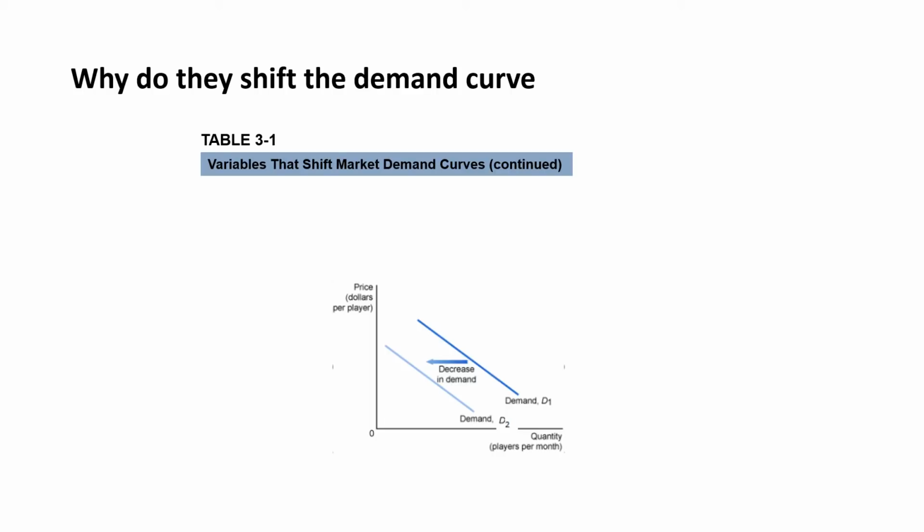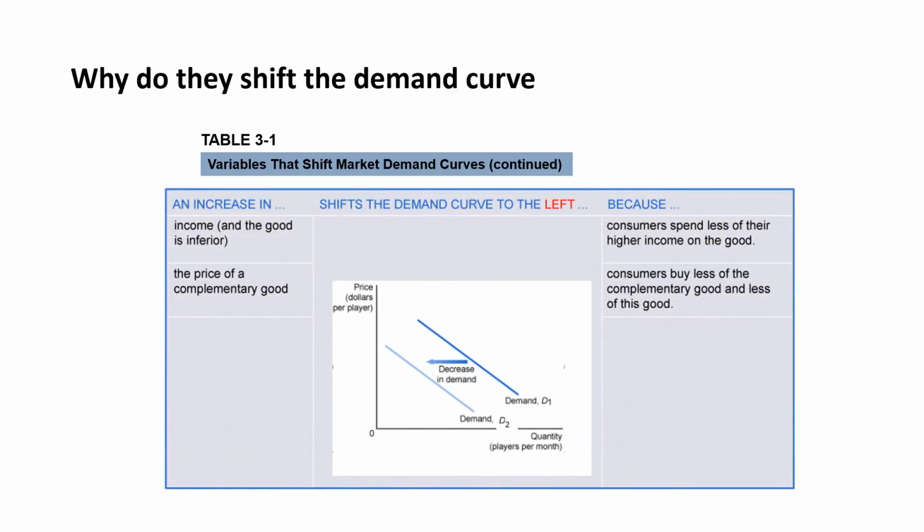Okay, why do we shift the demand curve? Let us look over here. If there is an increase in your income, what will happen to the demand for the inferior goods? Consumers spend less of the higher income on these goods. When your income increases, are you going to buy a second-hand car or a second-hand mobile phone? Of course not. So the demand for the inferior goods will decrease.